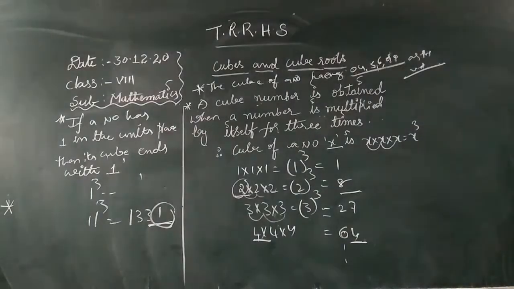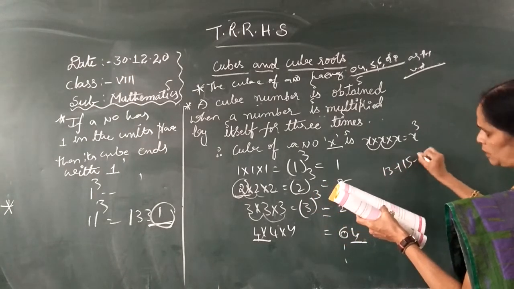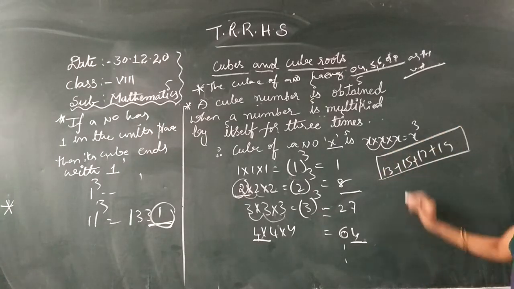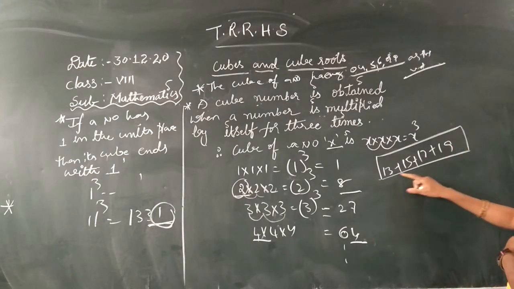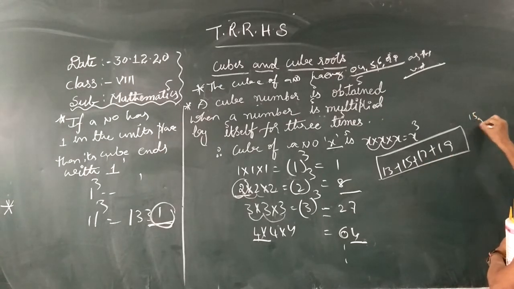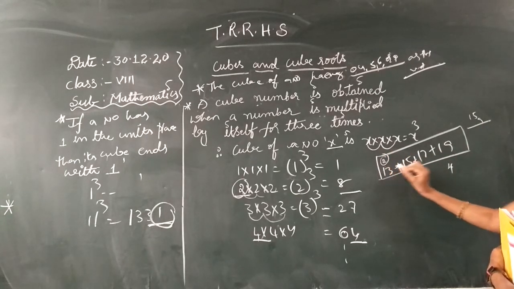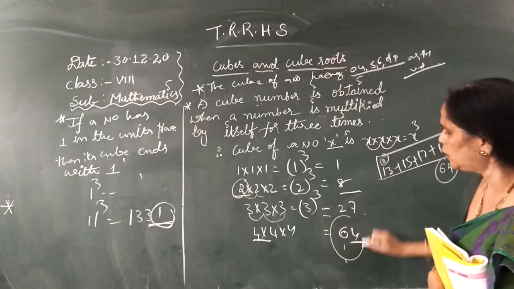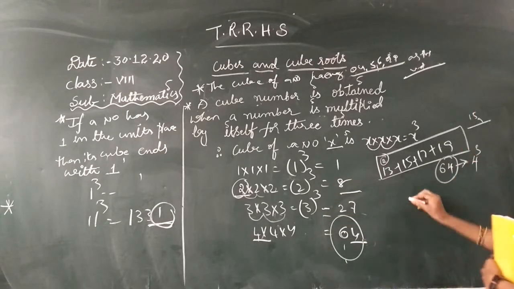Maybe we'll see here 13 plus, 15 plus, 17 plus, 19. All these are odd numbers only. So 3 plus 5, 8. 8 plus 7 is 15. 15 plus 9 is 24. Then 24 plus 11 and so on, so 64. 64 is nothing but how much? 4 cube. In the same way, next, what are the odd numbers to get 5 cube?